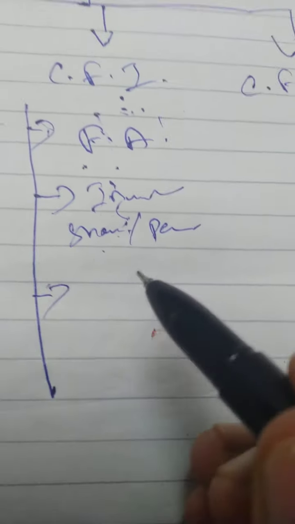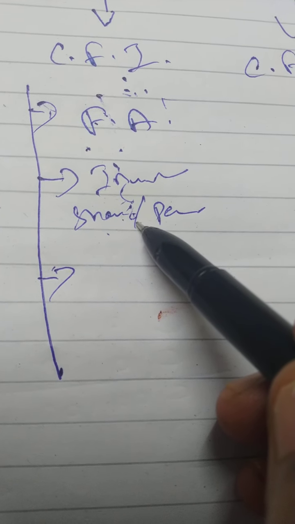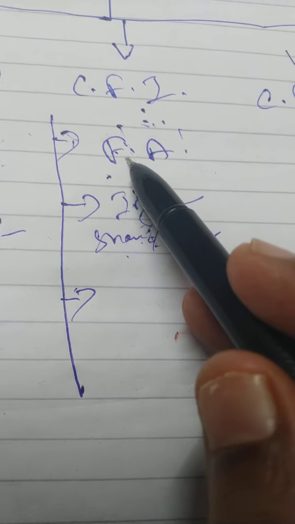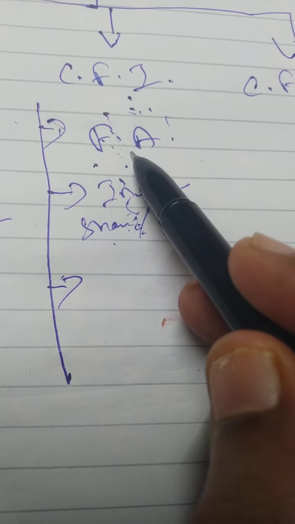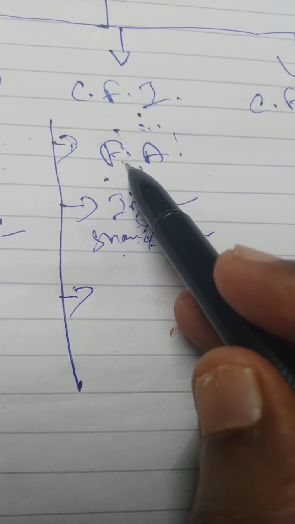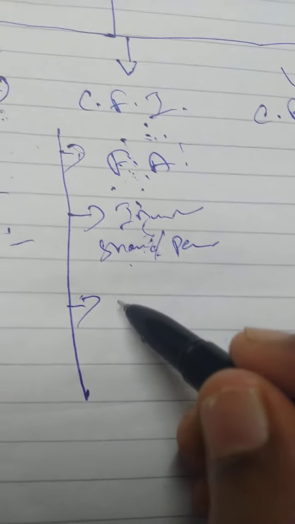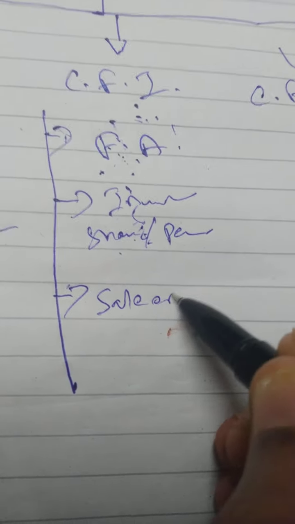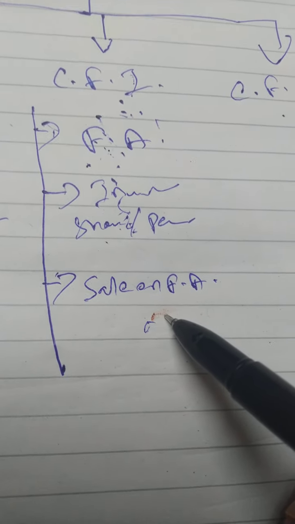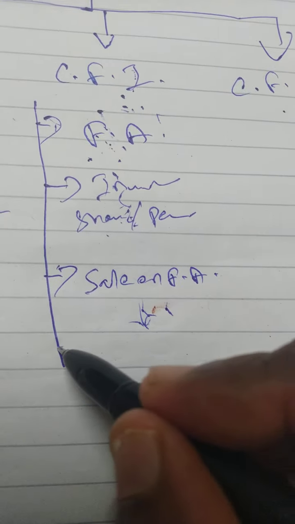If I invest in fixed assets, in future what will happen? One day I have to sell this asset, because of scrap value, all those things, correct? Once the asset's life is over, we have to sell. If I sell this asset, I will get money. Sale of fixed assets, I will receive some money, that is also part of the investment activity.